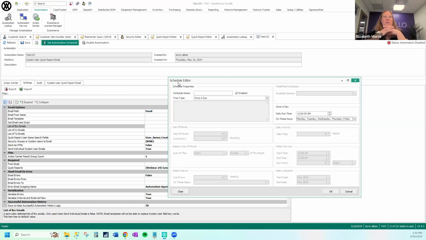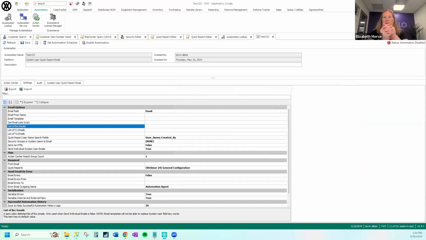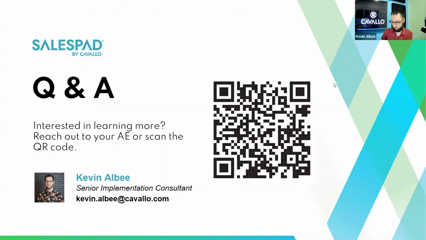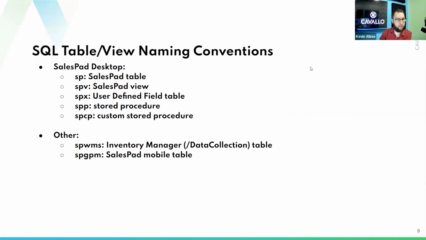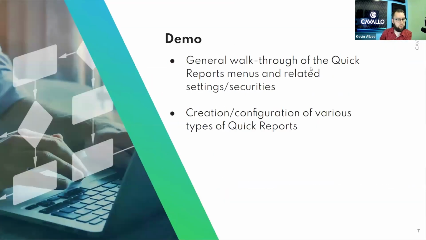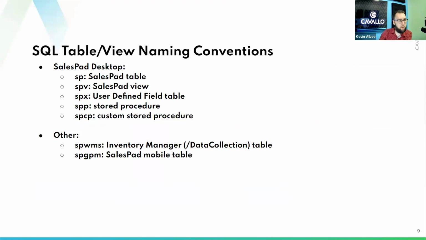Okay. Kevin, if you could go back to that naming convention slide, I think it was your second to last slide. What was the item you said that gets wiped when upgrading SalesPad? Yeah, so those are going to be your stored procedures that begin with SPP, because those are base SalesPad stored procedures.